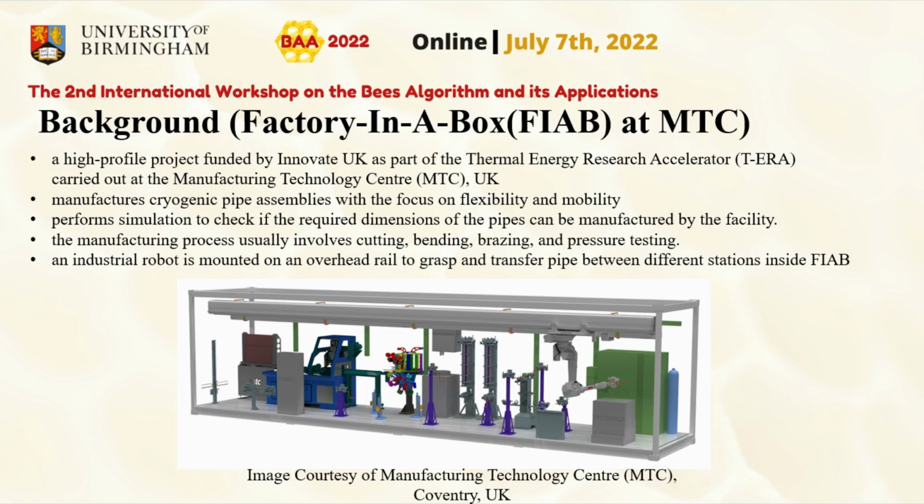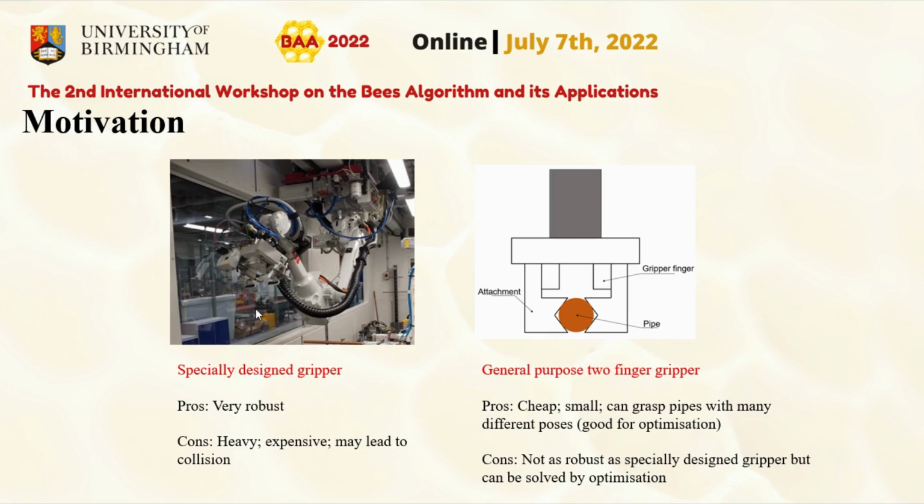The manufacturing process involves cutting, bending, brazing, and pressure testing. As we can see from the picture, an industrial robot is mounted on an overhead rail to move the pipe between different manufacturing operations. Currently, the system requires a specially designed gripper for grasping the pipe. The specially designed gripper is robust. However, as you can see from the picture, it is also large, heavy, and expensive.